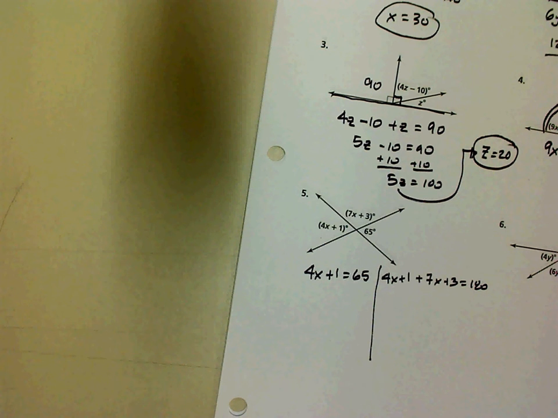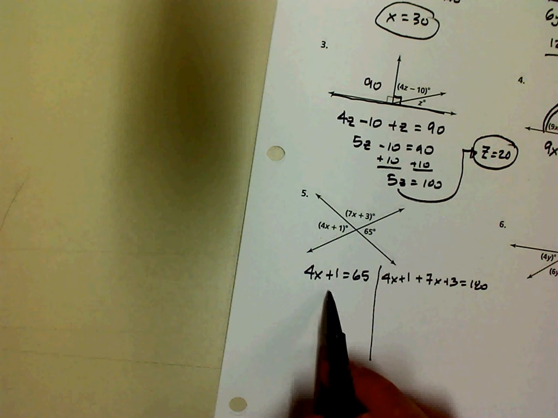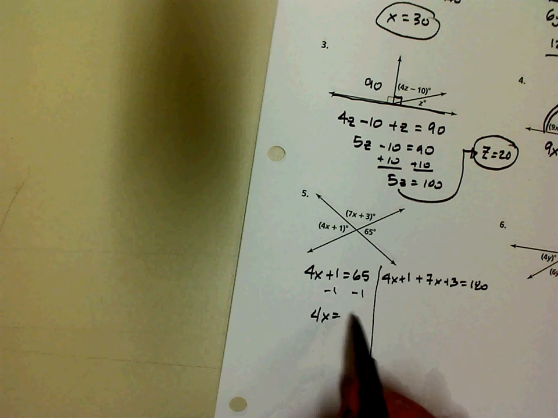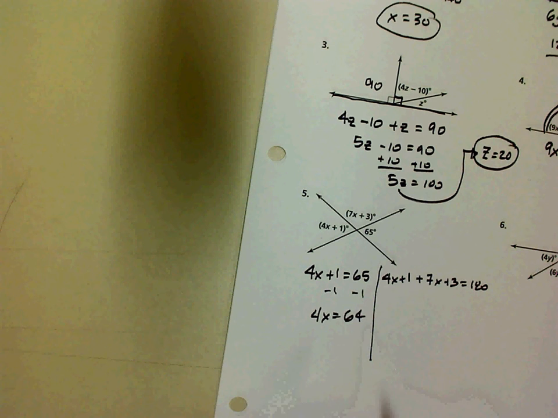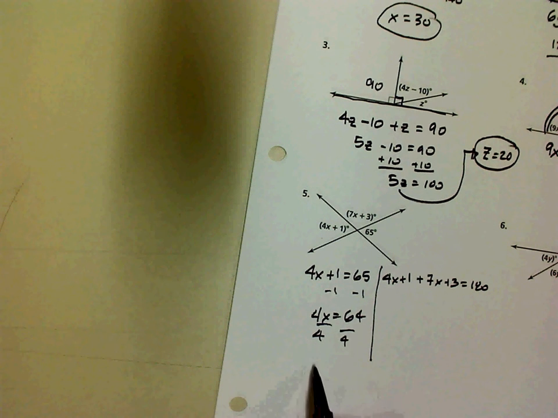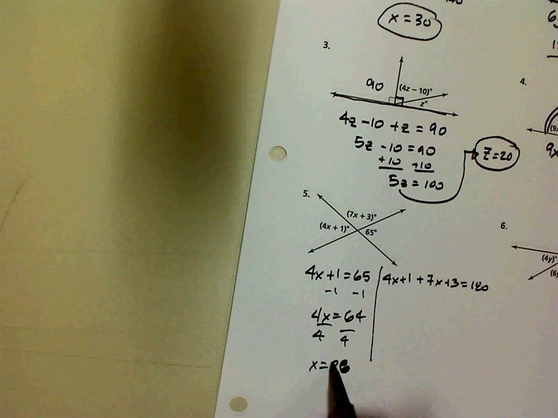We would subtract 1 from both sides. This would give us 4x equals 64. Once we divide both sides by 4, x equals 28. Oops, sorry, 16. X equals 16.